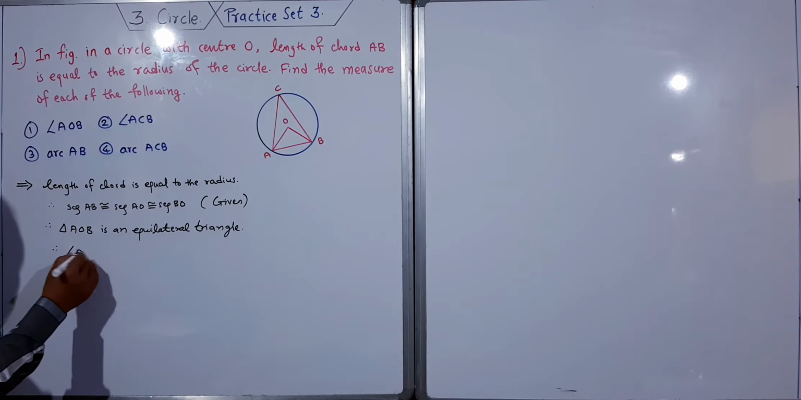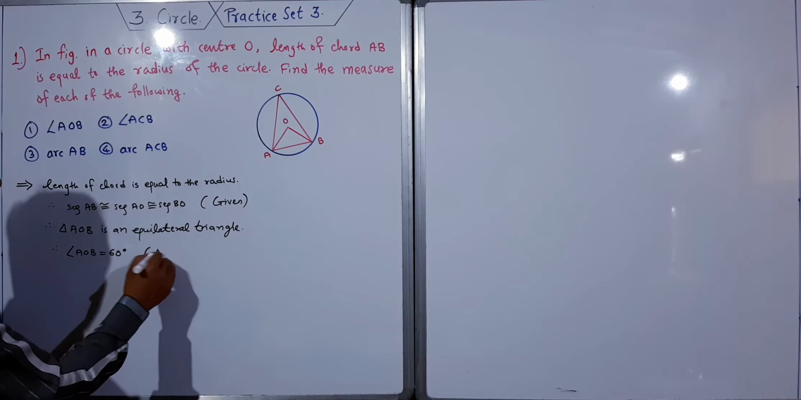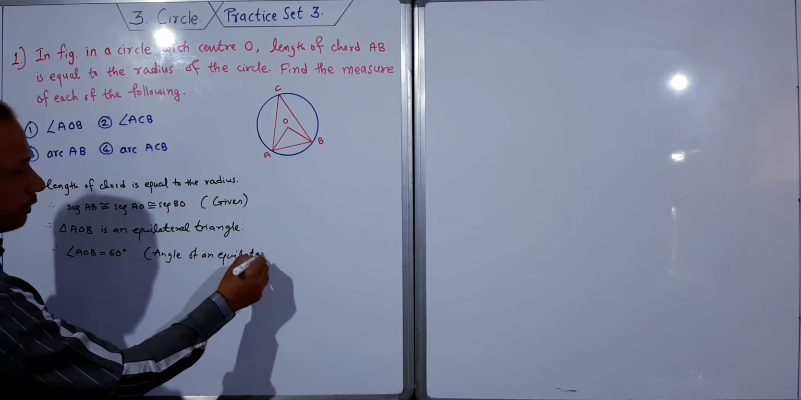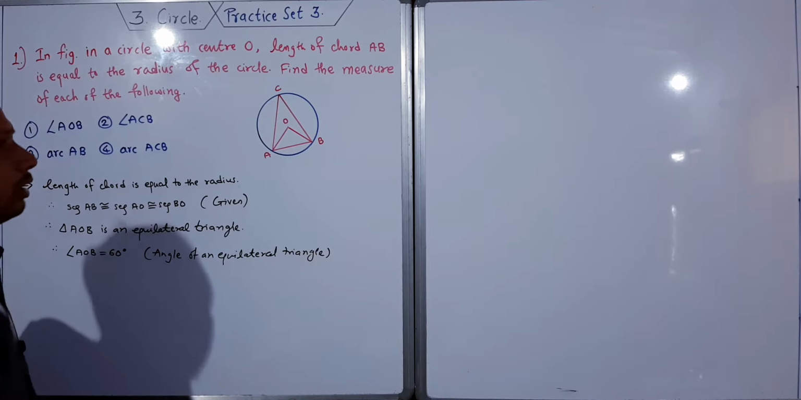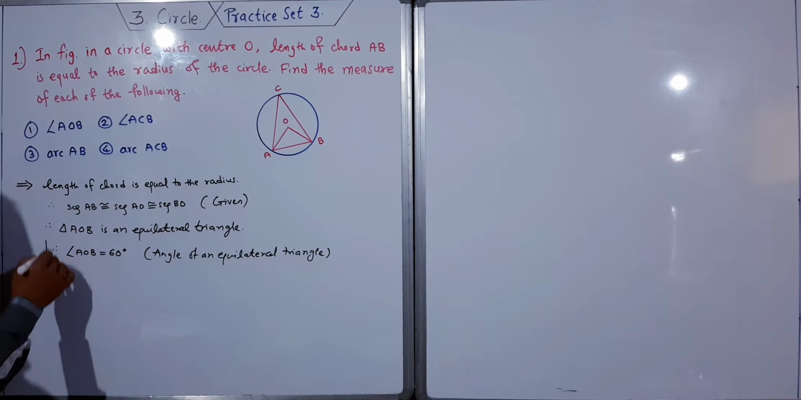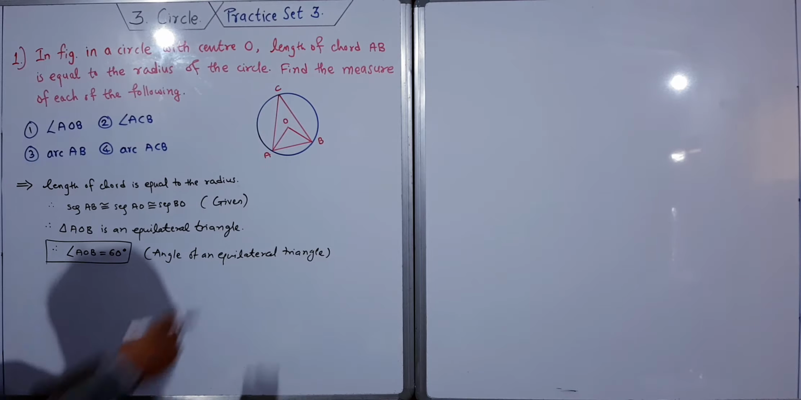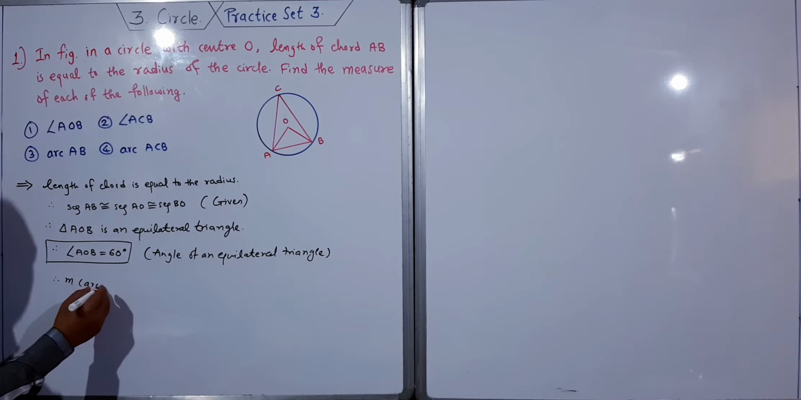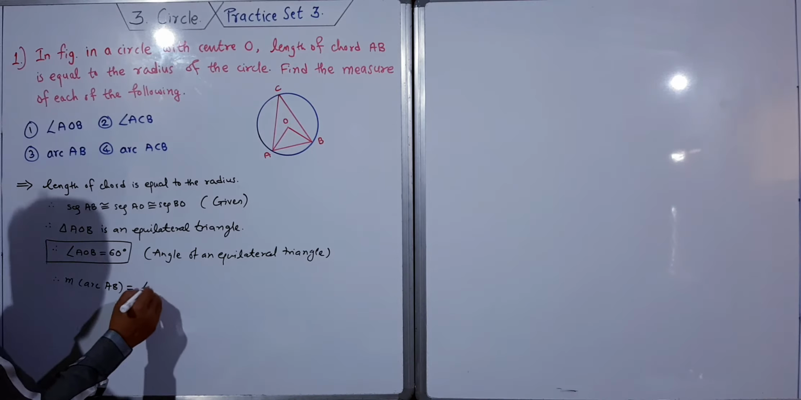Therefore angle AOB is equal to 60 degrees. In an equilateral triangle, each angle measures 60 degrees. So we got angle AOB. Now second, ACB. First, measure of arc AB is equal to angle AOB.